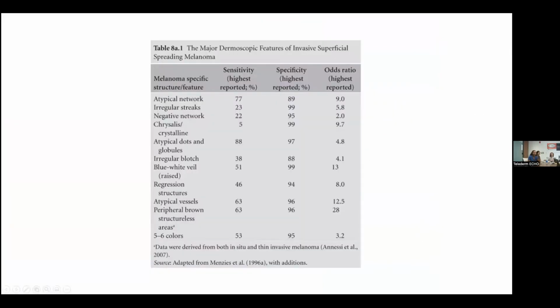As Dr. Rabinowitz taught us, and we've seen earlier too, when you see a pigmented lesion and you see any of these melanoma specific structures, it would be great if you biopsy the lesion. You may see atypical network, the one we just saw. You could see atypical dots and globules, and the rest of the findings as well.